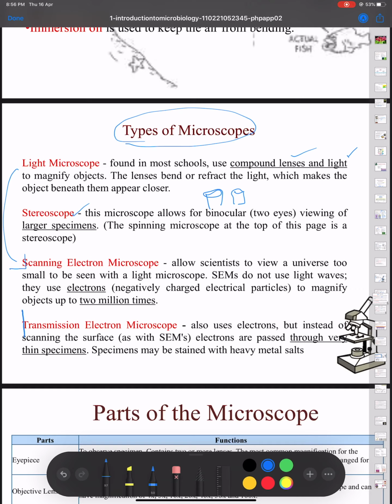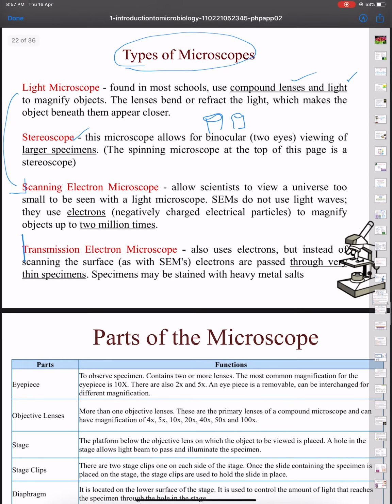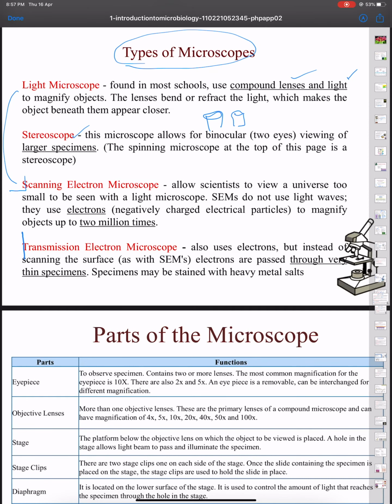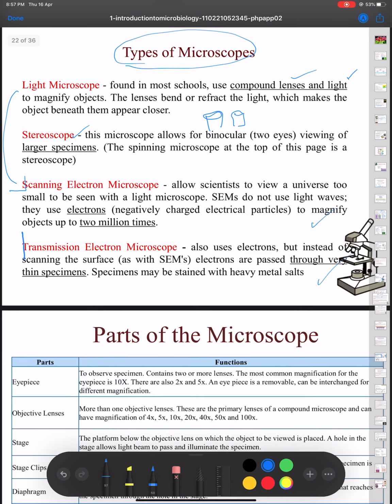Then you have the transmission electron microscope, which uses electrons. Scanning also uses electrons, and transmission also uses electrons. But there is no scanning here; the electrons are passed through a very thin specimen. So scanning is usually for thick specimens, and this one is for very thin specimens.